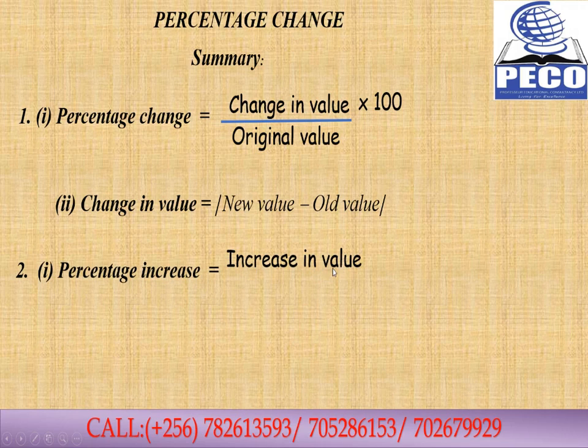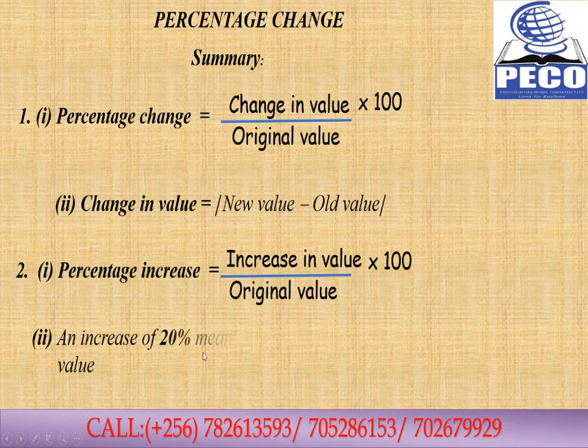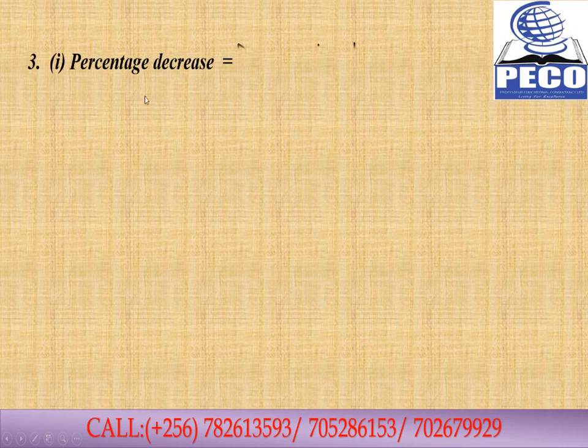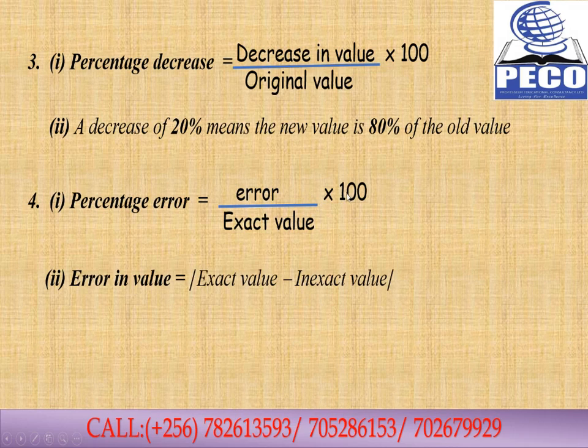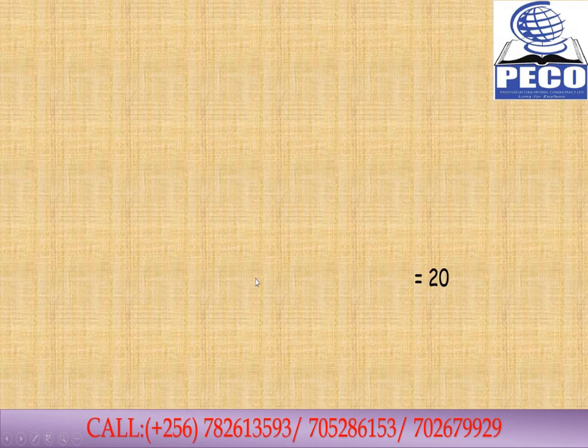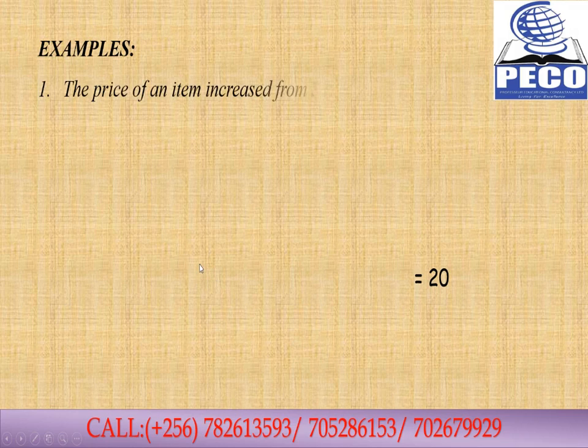So percentage increase will be increase in value out of the original value times 100. An increase of 20% means that the new value is now at 120% of the old value. Percentage decrease, we shall take the decrease over the original value times 100. A decrease of 20% means the new value is now at 80. How do we get 80? Because we are decreasing, you get 100 minus 20. That gives us 80% of the old value. So percentage error will be error over exact value times 100. Error in value will be exact value minus the inexact value.